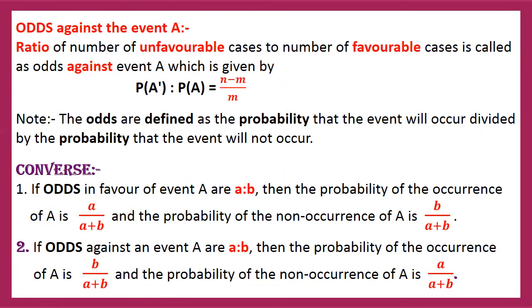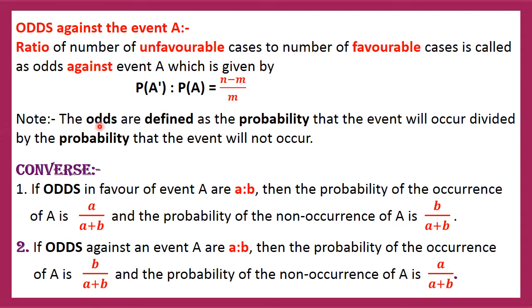Now, odds against the event A. Ratio of number of unfavorable cases to the number of favorable cases is called the odds against event A, which is given by P of A dash is to P of A. That is, we will write the complement probability first. That is P of A dash first and P of A second. P of A dash is to P of A is equal to n minus m. N minus m are the unfavorable cases for A. So, n minus m upon m.